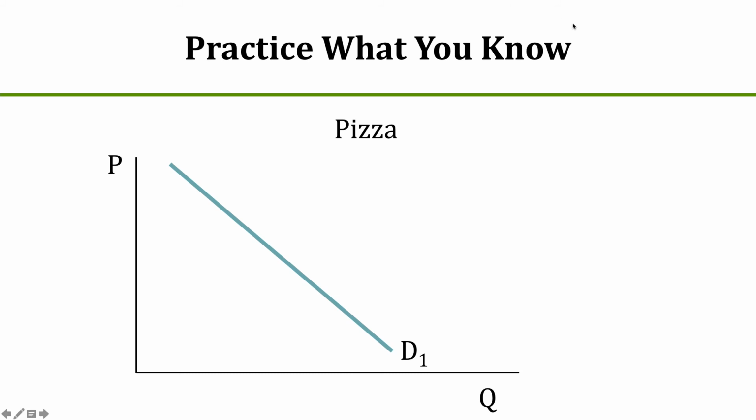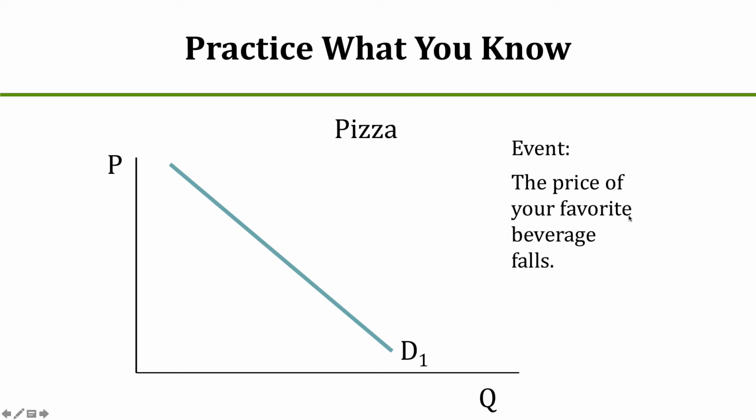And the next market we are going to analyze is pizza. The event is the price of your favorite beverage falls. Here you need to consider pizza and your favorite beverage as complements. And if you're giving less money for your favorite beverage, you want to consume more of that beverage. So basically, your quantity demanded is increasing. But you want to drink that beverage with pizza, so you will demand more pizza. That's why demand is increasing.